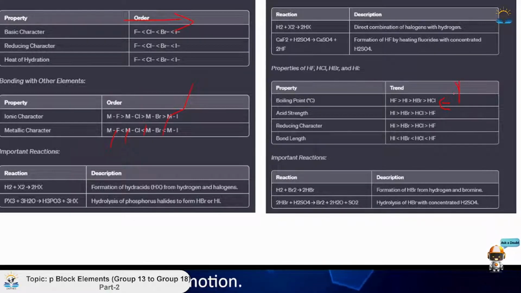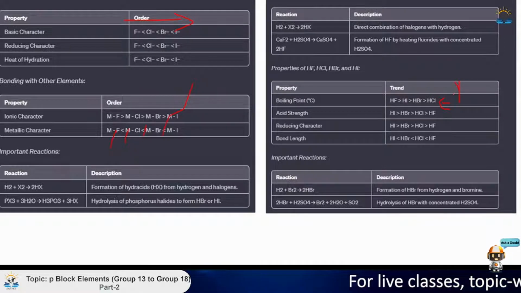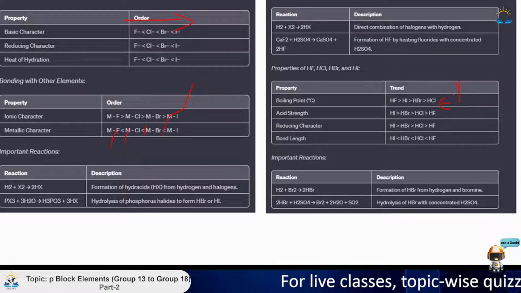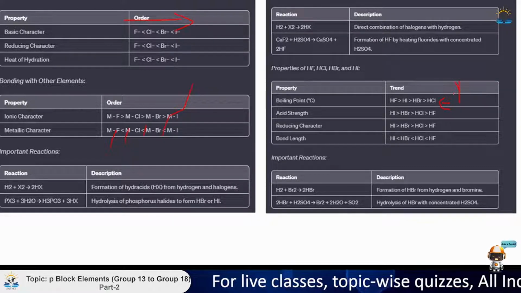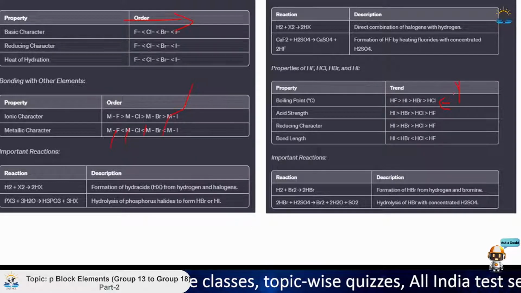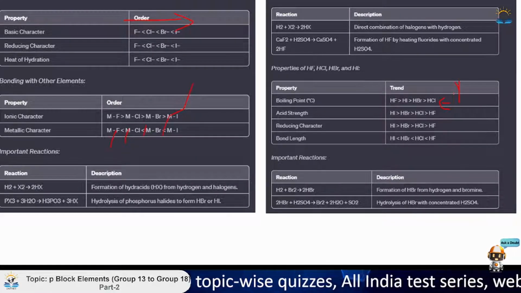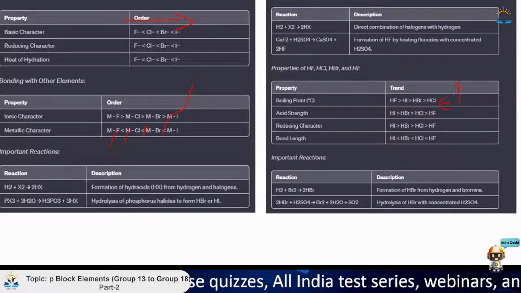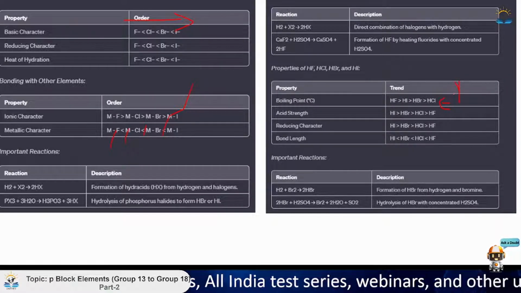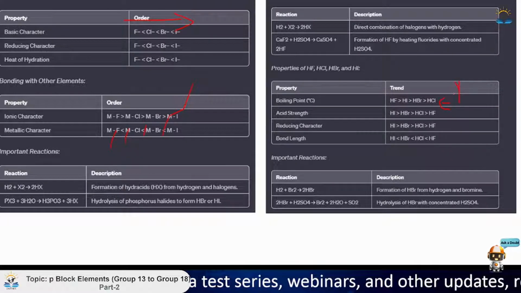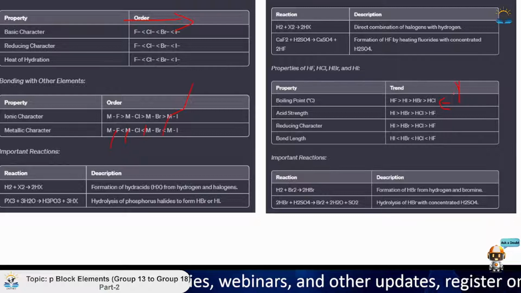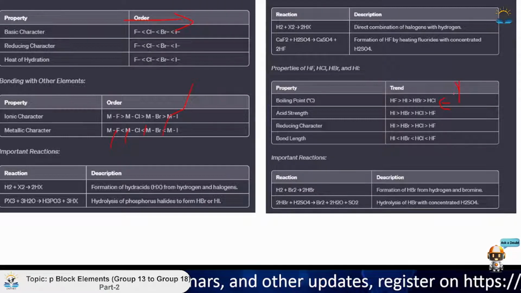And among the others, HI has higher acidic strength because it is easier to give out H+ from the iodine compound compared to a fluorine compound, or even a chlorine compound, right? Because iodine has a very big size, while hydrogen and chlorine have comparatively smaller sizes, the bonding is better. The acidic strength of HI is very much greater than that of HF, HBr, and HCl. That is the order you follow for reducing character also.